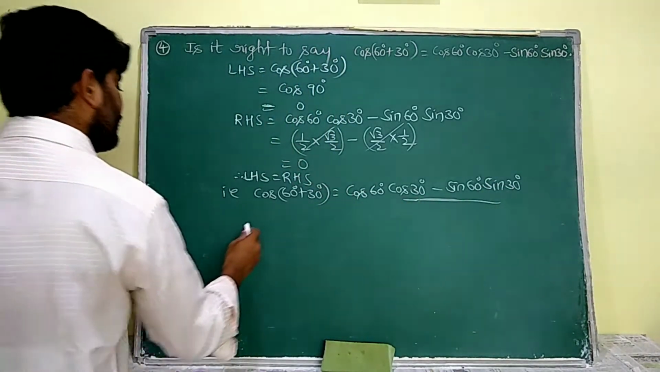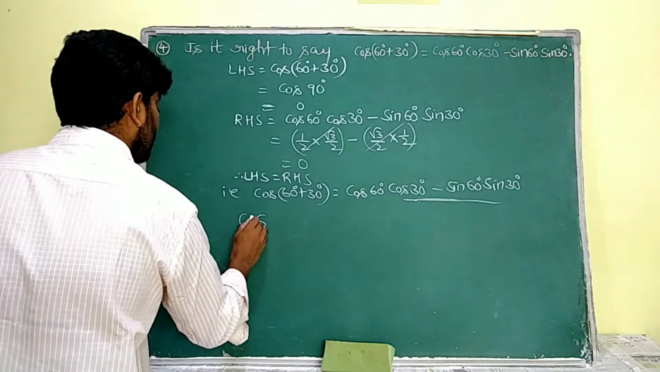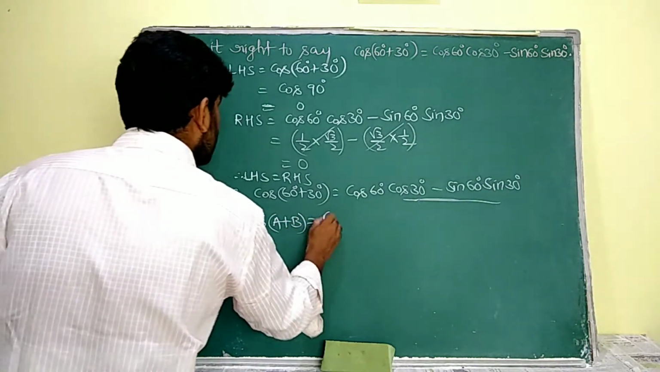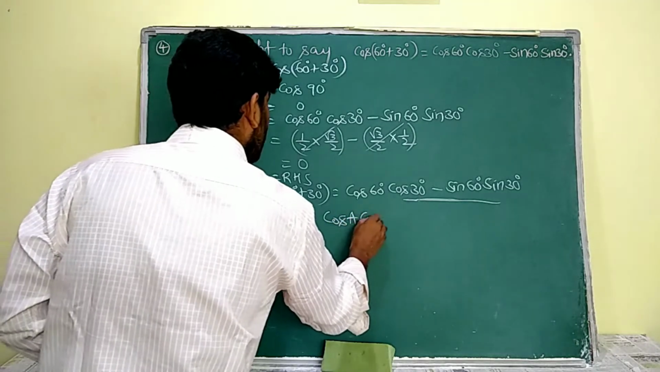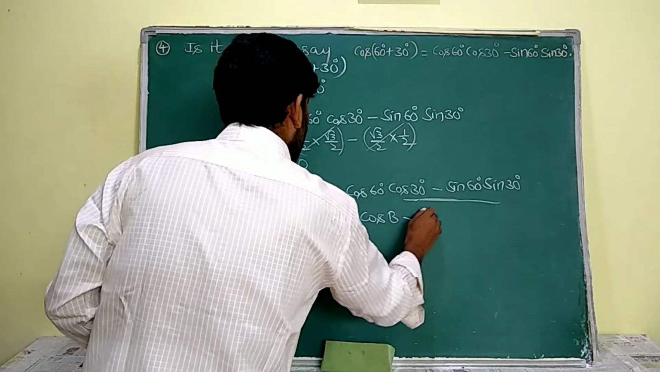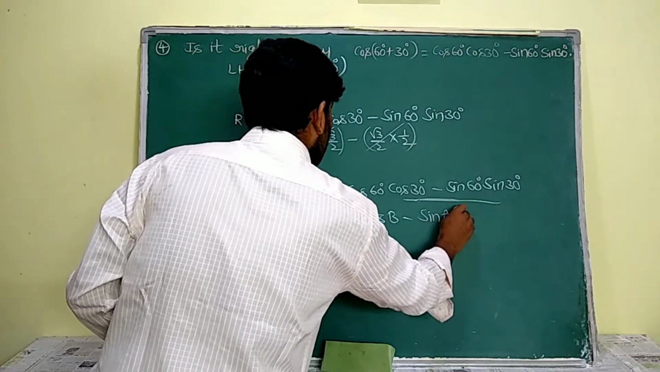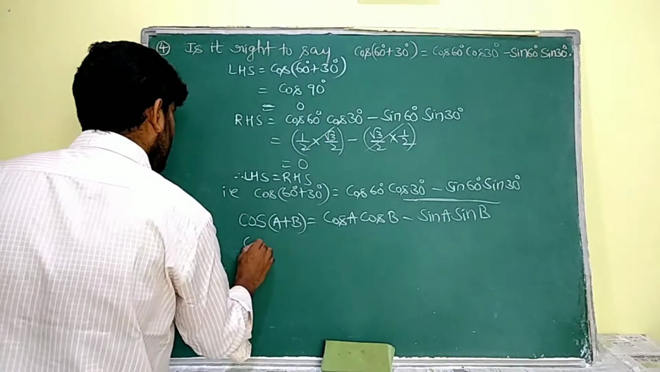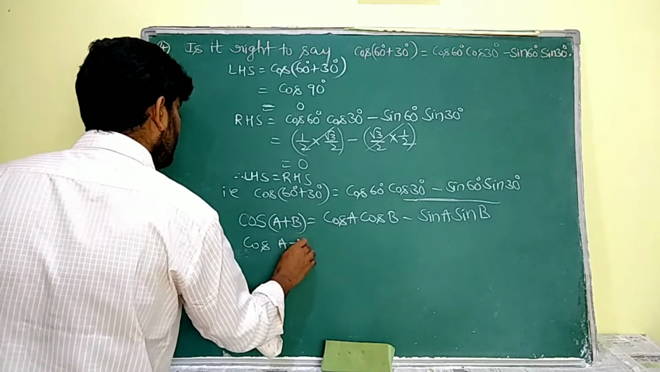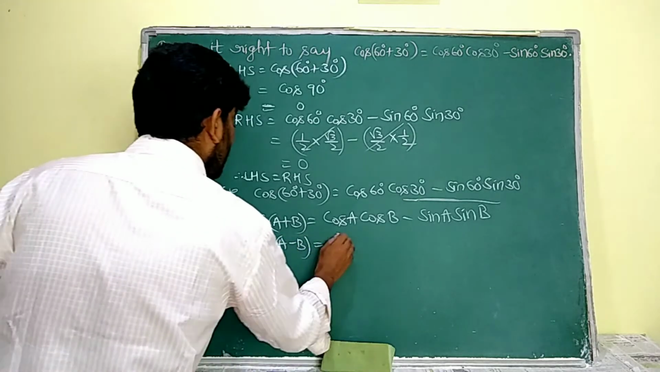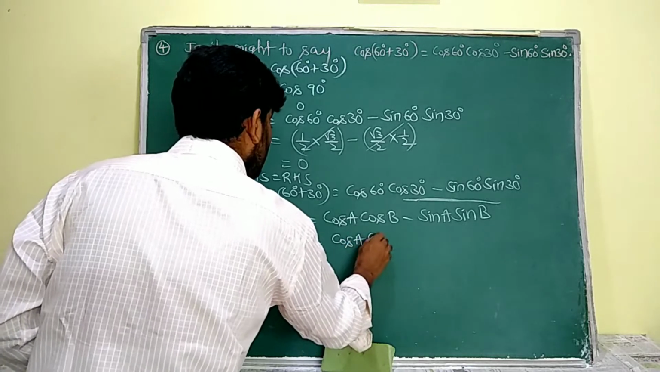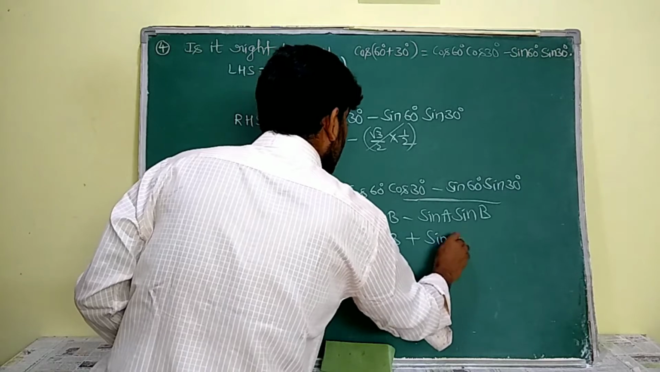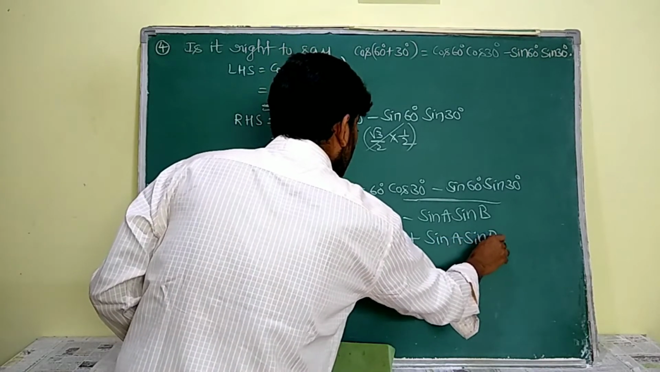Here I am going to give you some formulas. Cos A plus B is equal to cos A cos B minus sin A sin B. This is one formula. And cos A minus B is cos A cos B plus sin A sin B. Remember these.